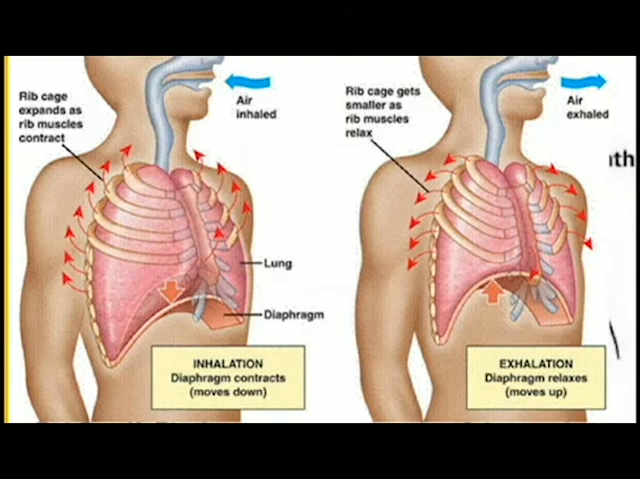So children, here in the picture we can see that during inhalation the diaphragm contracts and moves down, and the rib cage expands as the rib muscles contract. And during exhalation the diaphragm relaxes and moves up, and the rib cage gets smaller as the rib muscles relax. So in this way breathing takes place in human beings.